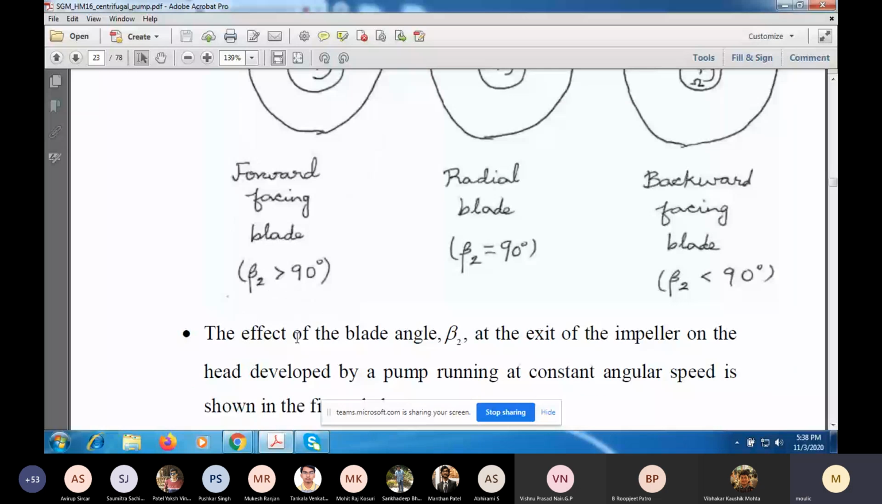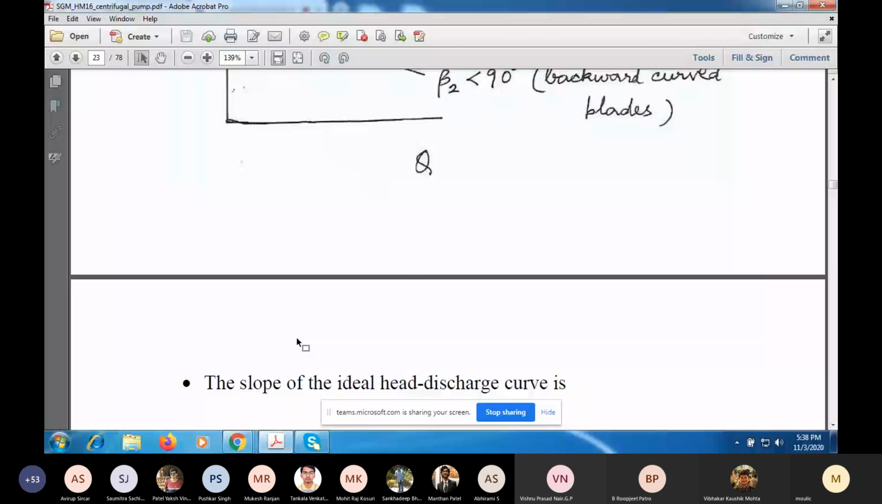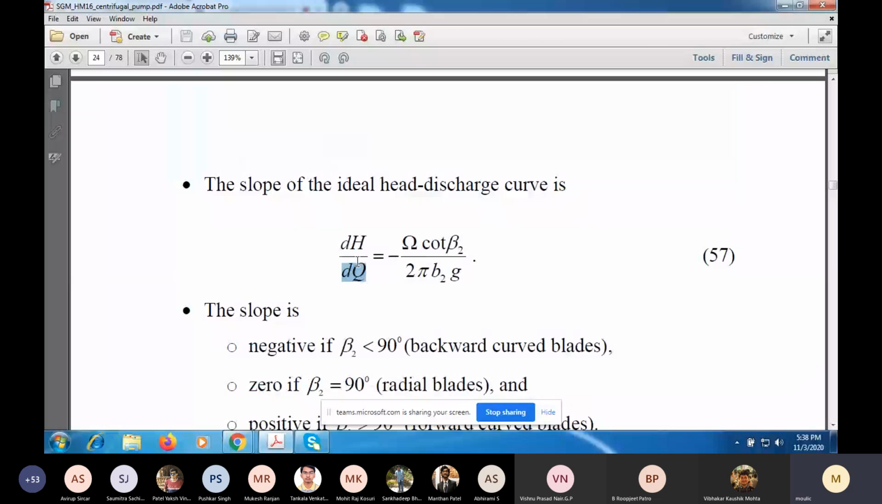Okay, now if you go back and look at the slope of the curve, dh dQ, it is proportional to this. This is a constant, of course, which will depend on the angular speed. But the speed is constant, as I said, because it will be run by a synchronous motor. V2 will be a constant. It depends on the design of the impeller. Beta 2 is another constant. It depends on the design of the impeller.